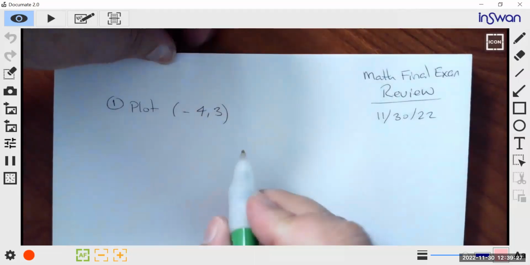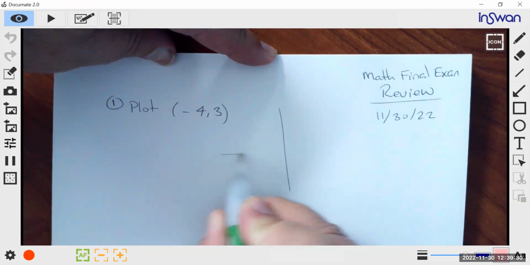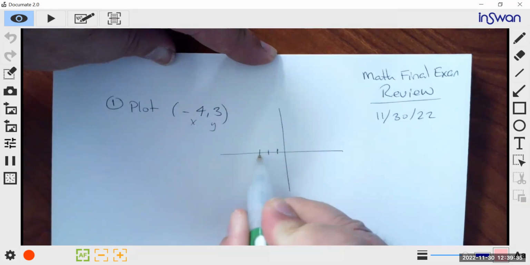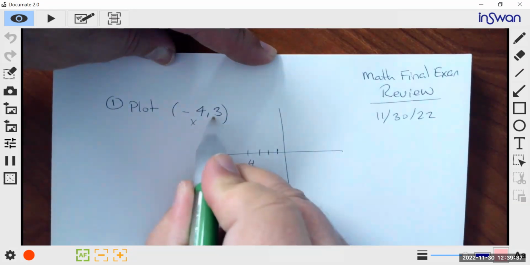All right, let's look at the algebra, the Math 13-14 part of the review. Question 1 says, plot the point -4, 3. This is the x value, and that's the y. So it's -4 and +3.